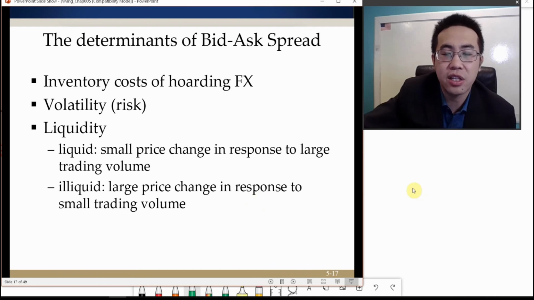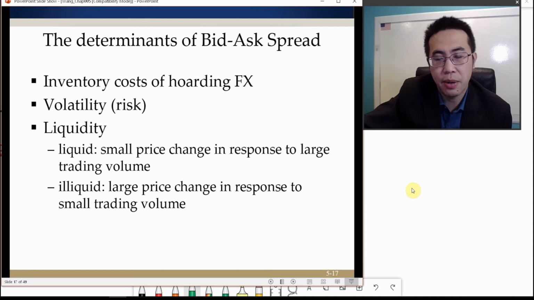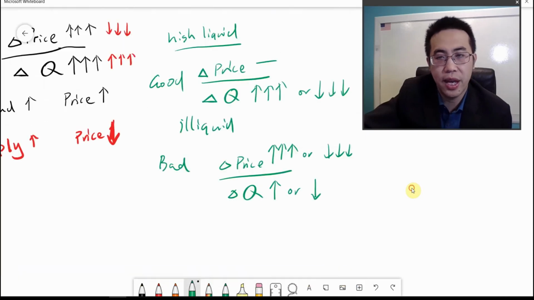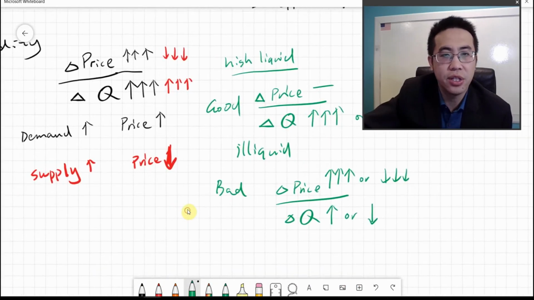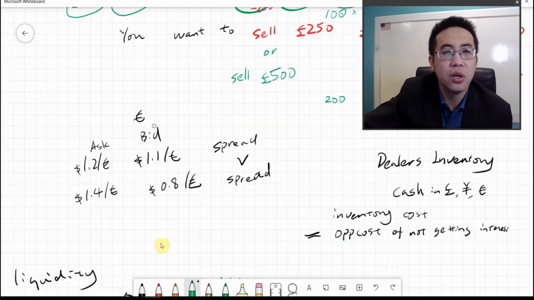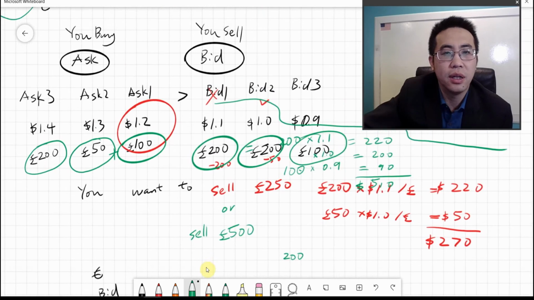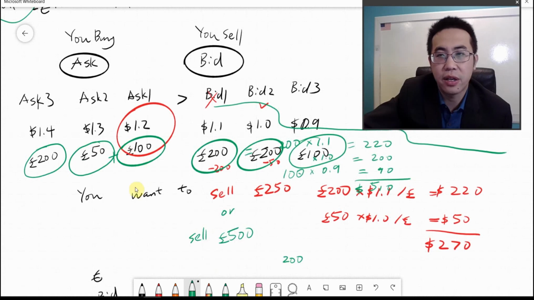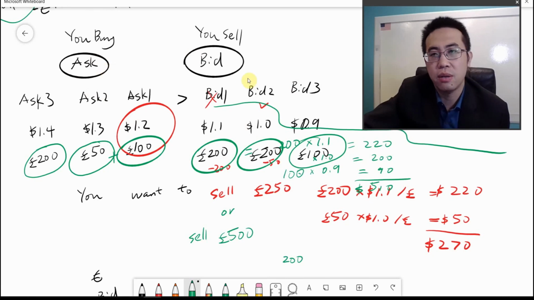So the bid-ask spread would be an upcoming quiz, so just be careful with that. You will be asked the definition of liquidity and illiquidity, and also what would happen if you are buying a certain amount of a currency or selling a certain amount of currency when you are looking at the ask bankers and also the bid bankers.